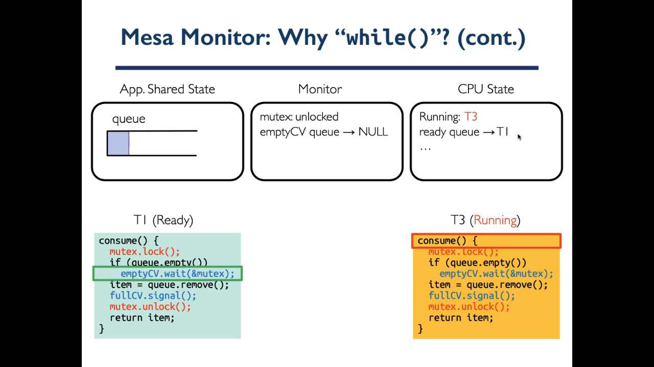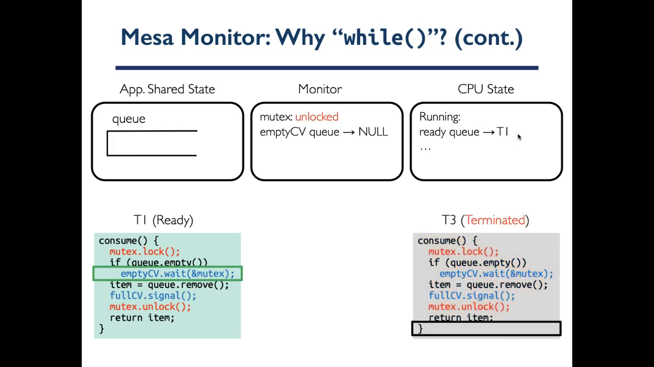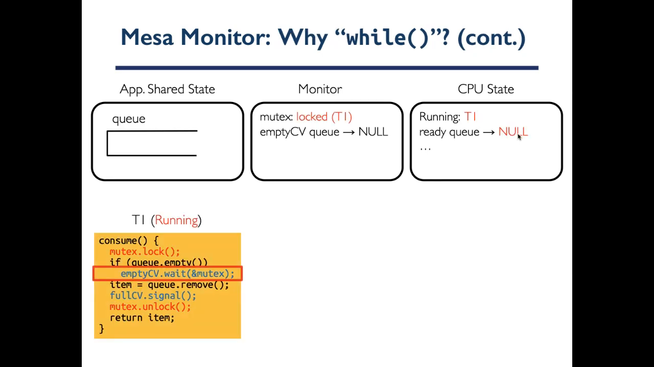So what does T3 do? T3 acquires the lock. Now the mutex is locked. It checks the queue. There is one item on the queue, so there's no reason to wait. So it consumes that item, and it terminates. Now the scheduler has to pick again. The scheduler has another thread to run, and that would be T1. So it starts running T1.